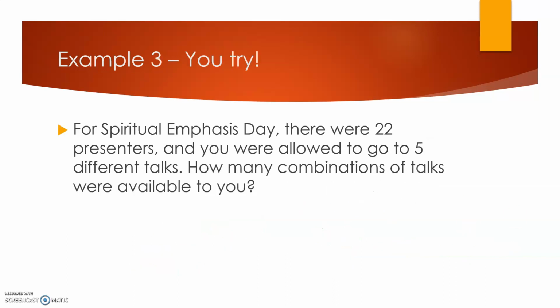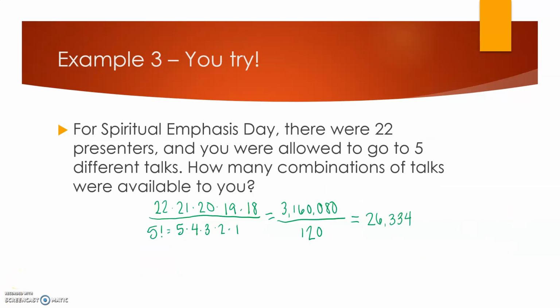All right, try this one and pause the video and then come back and check your work. So we need to take the 22 presenters, and in the numerator, we're going to fill in 5 blanks. For the first presenter, you have 22 options to fill in. For your second slot, you've already used one presenter, so you've got 21 left. Then 20, 19, and 18. I've got 1, 2, 3, 4, 5 values.